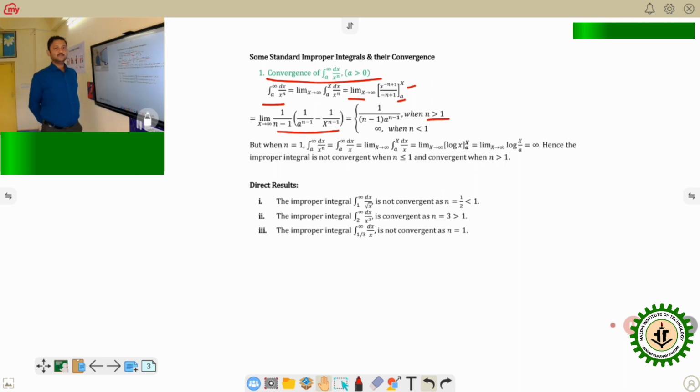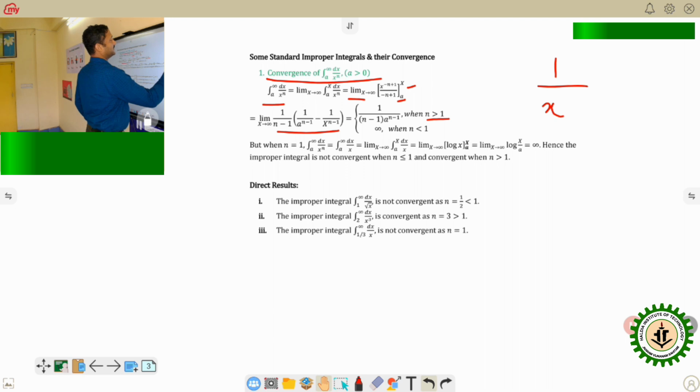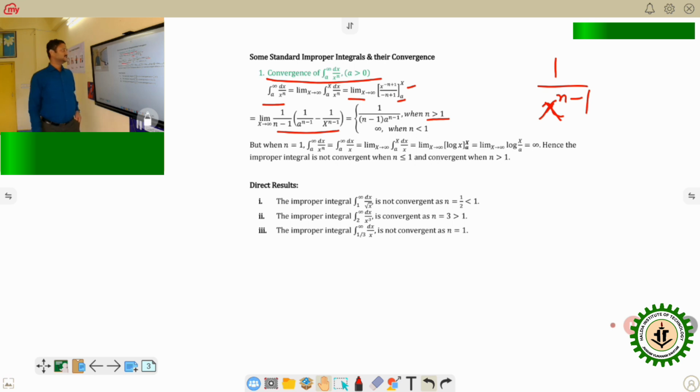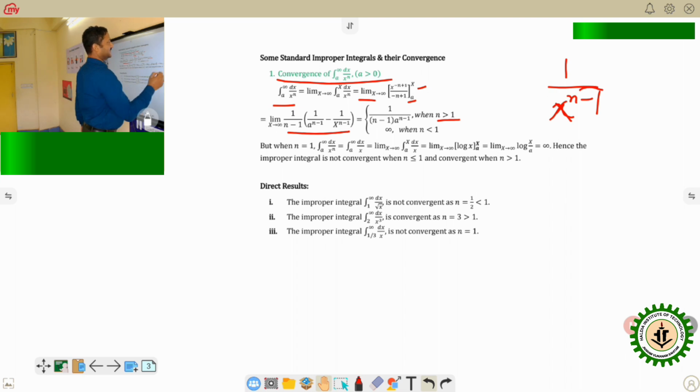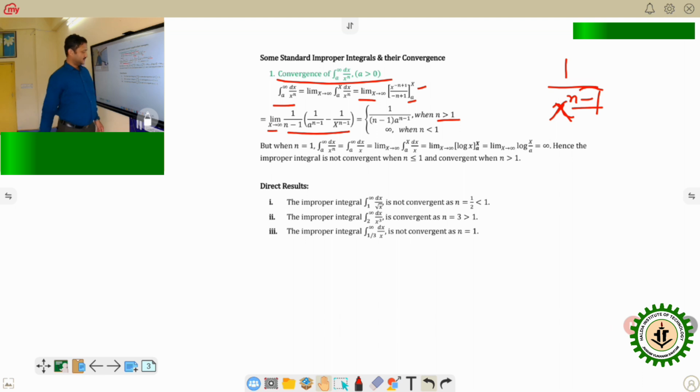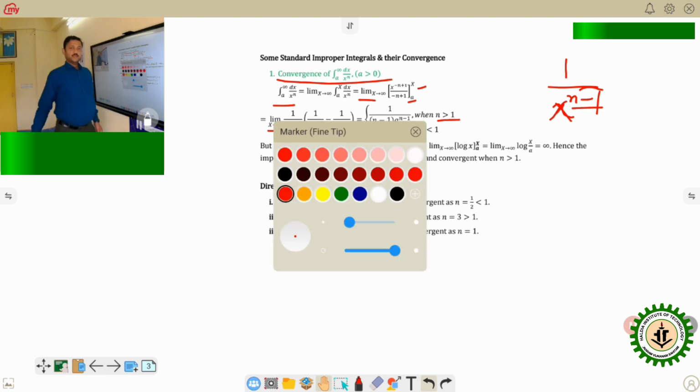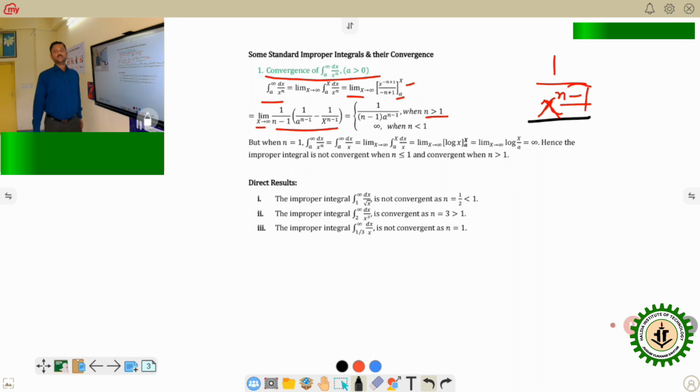in this case what will happen? You see, as X goes to infinity, this capital X to the power n minus 1, since n is greater than 1, this power is greater than 0. So 1 by X to the power n minus 1 will be there, and as X goes to infinity, 1 by X to the power n minus 1 will go to 0. So ultimately we are going to get 1 by n minus 1 times a to the power n minus 1.